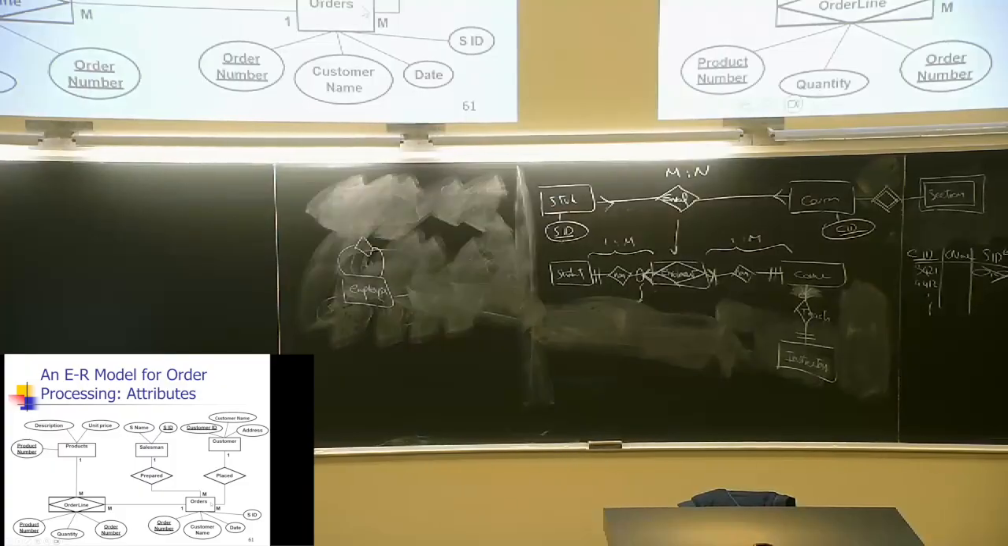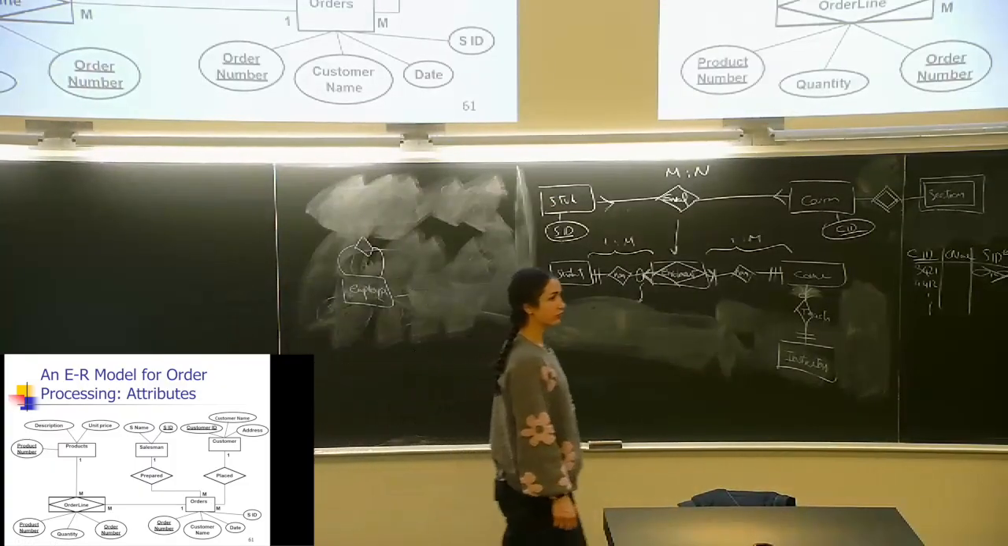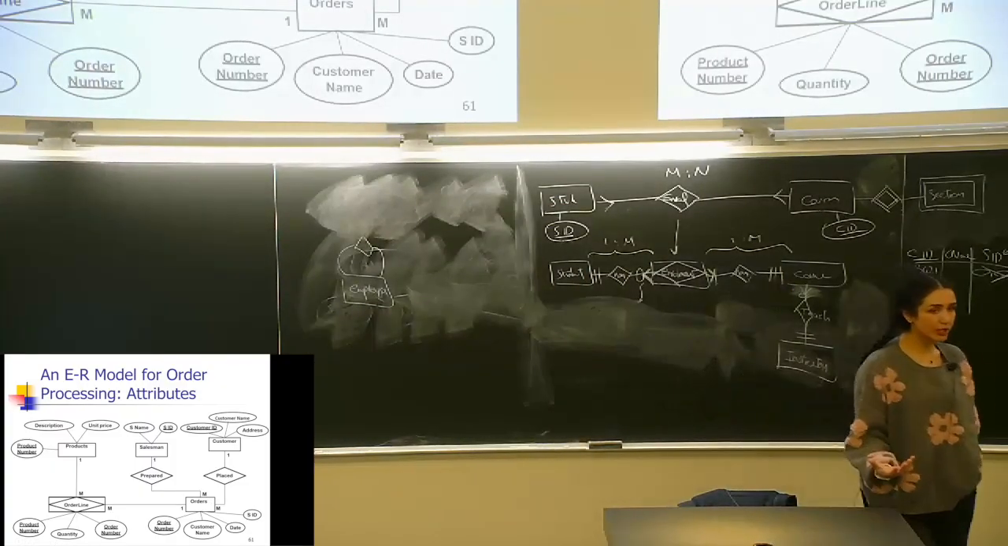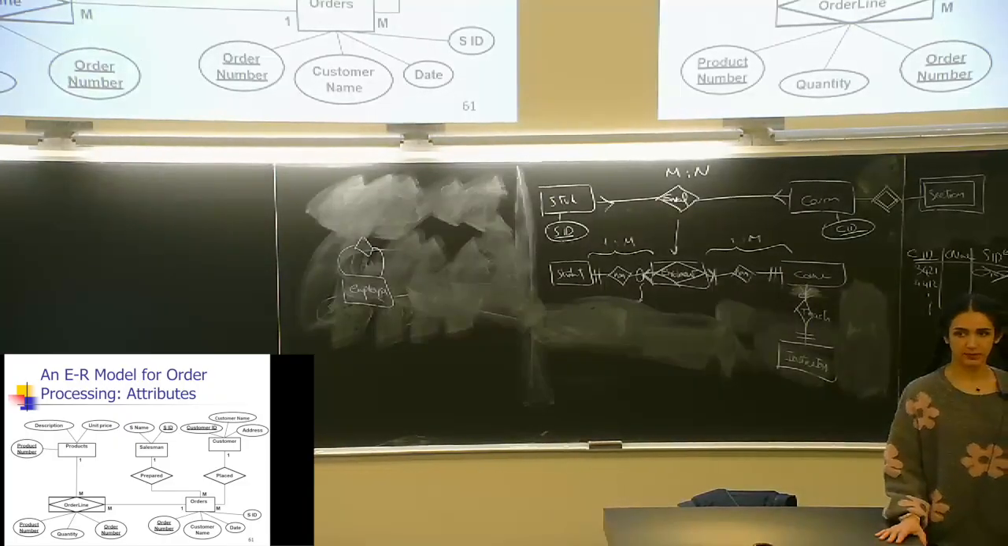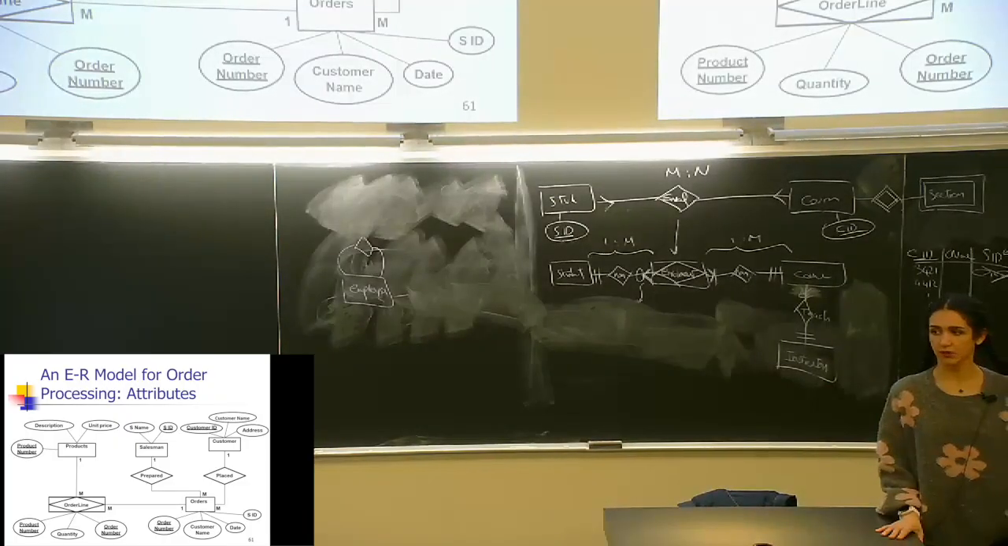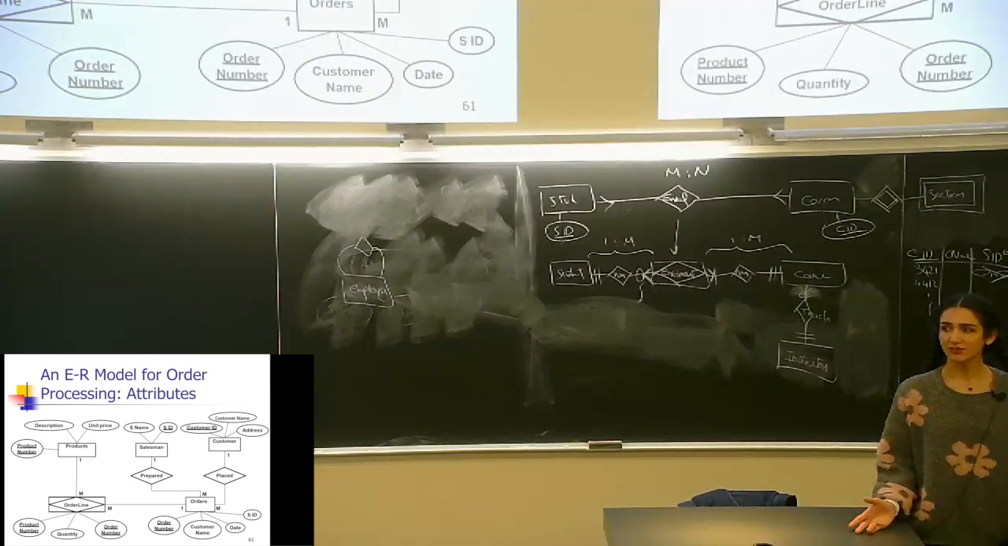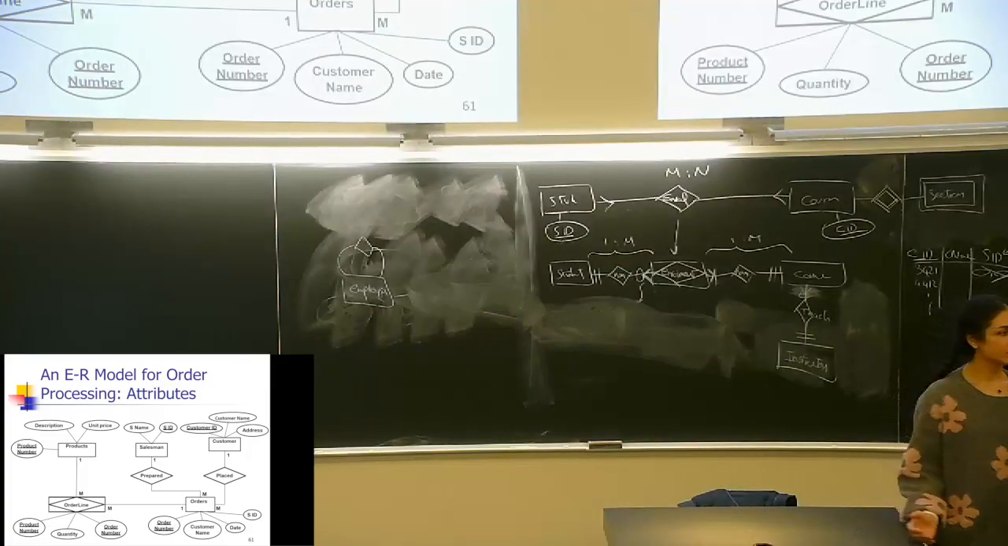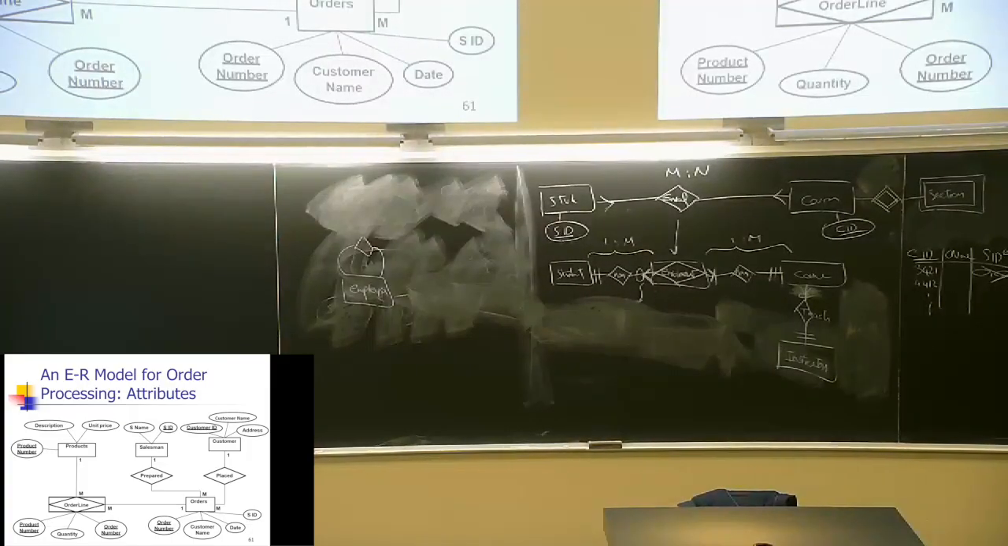Now, the relationship between order and product. What is the relationship type between order and product? This can be very helpful for your assignment 1, actually. It's very similar. One-to-many. Who said one-to-many? Can you explain that? One order can have many products.